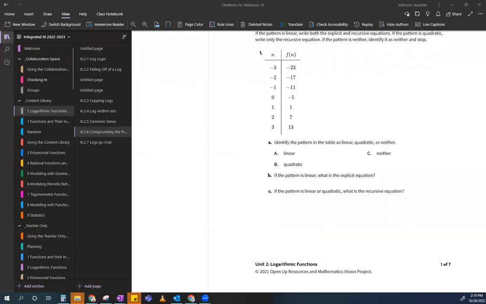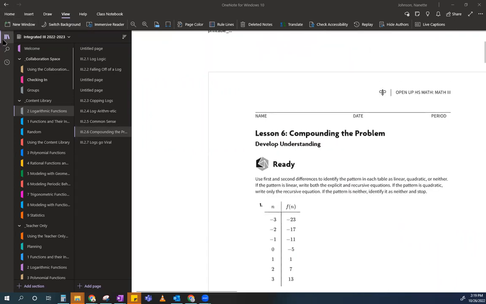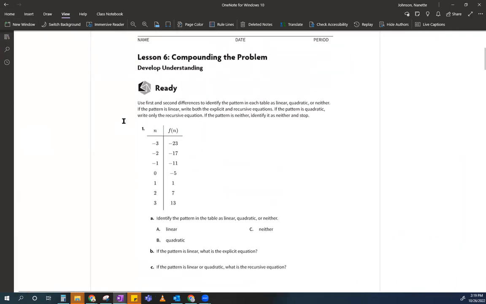Okay, so what we're going to be doing is 2.6, number 1 from Ready, Set, Go. And it's asking you to, it says use first and second differences to figure out if the pattern is linear, if the pattern is quadratic, or if it's neither. And then if the pattern's linear, then write the explicit and recursive. If it's quadratic, just write the recursive. And then if the pattern is neither, then identify it and then just stop.